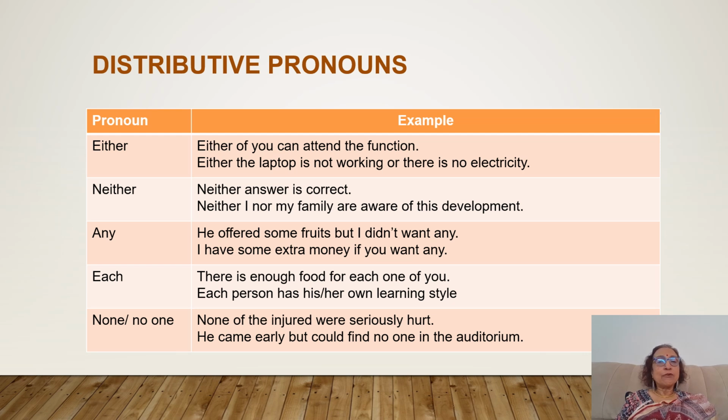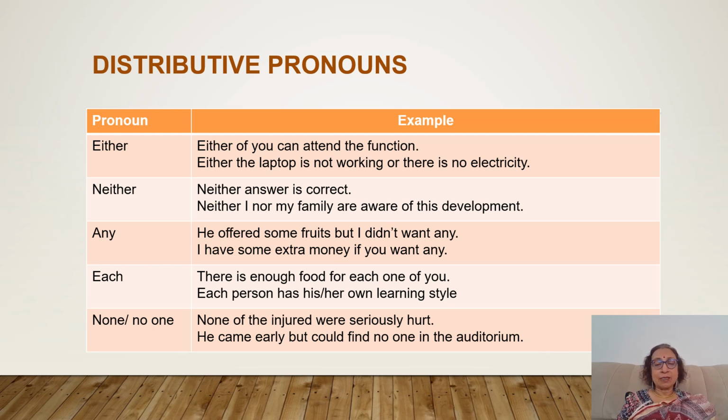Now we have the word either or either. Depending on the stress of the sentence, we pronounce neither or neither, any, each. Each also we had in the indefinite list, yes, in the previous video. None or no one. Some examples are here. Either of you can attend the function. So there are two people here. So you say either of you. Specific and therefore distributive.